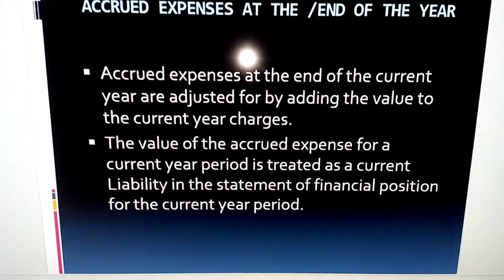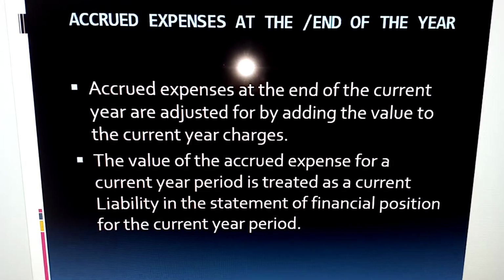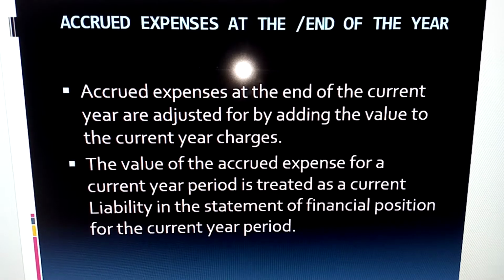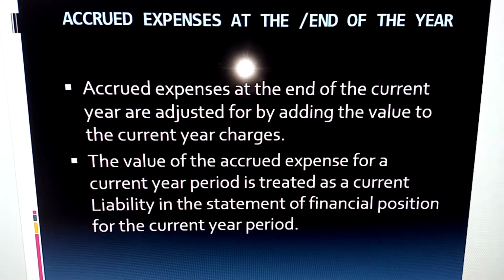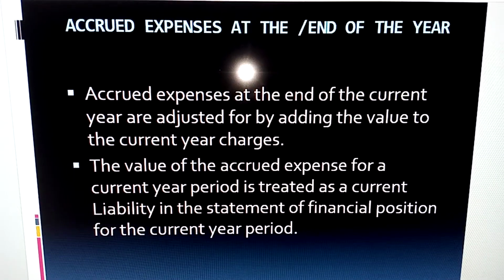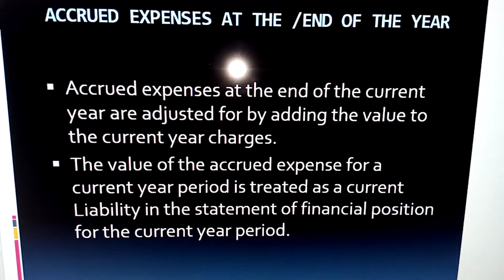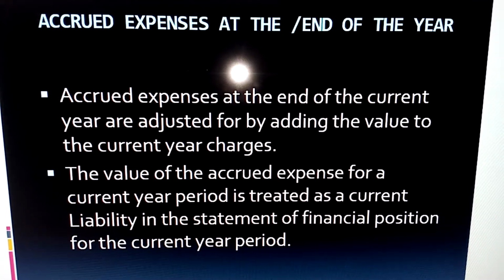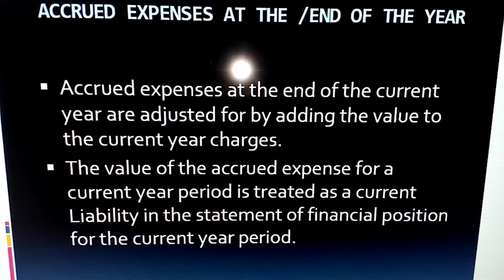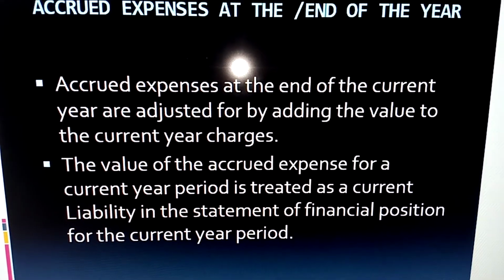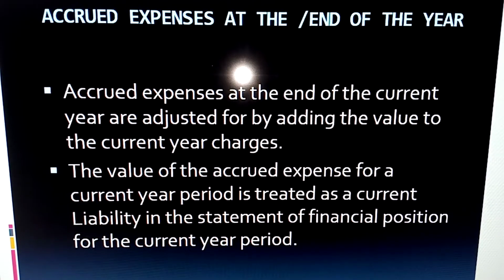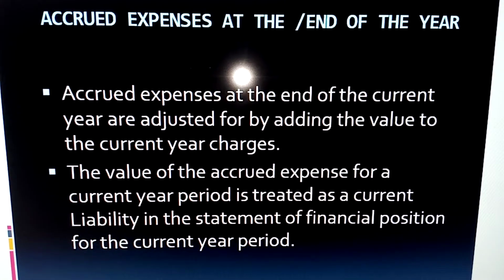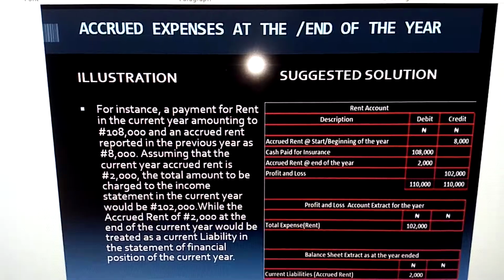So it means that you are owing the person that rendered the service to you. And remember, when you're owing someone, that person is seen as a creditor. And creditors are current liabilities in the statement of financial position, or in the balance sheet. That is why your accrued expense at the end of a reporting period is treated as a current liability.